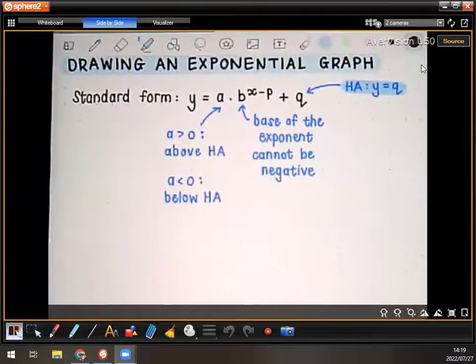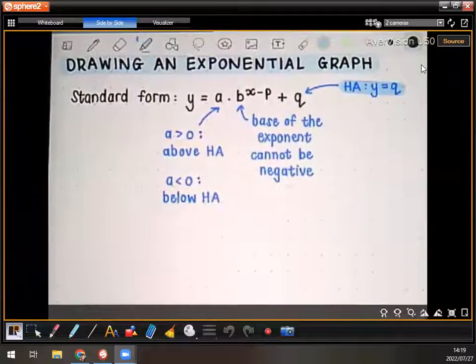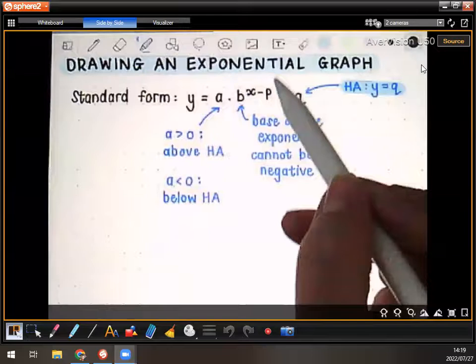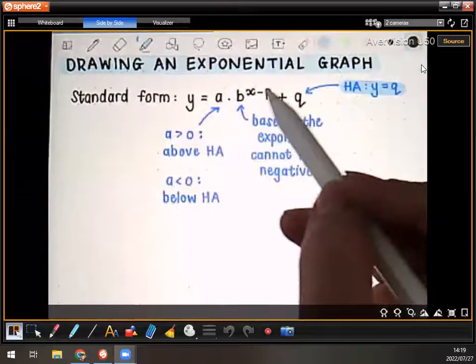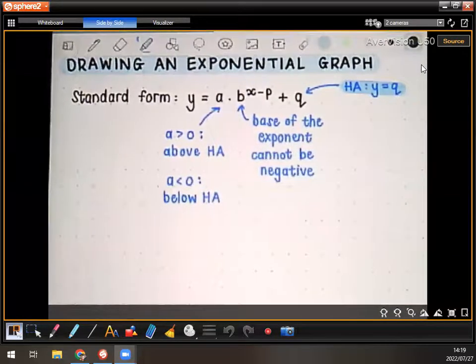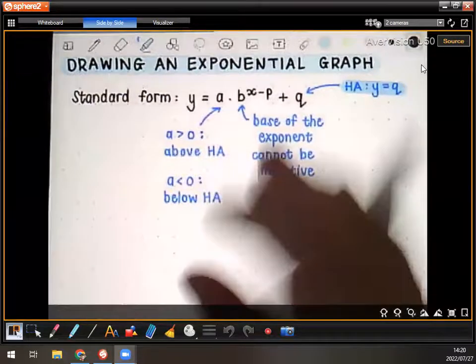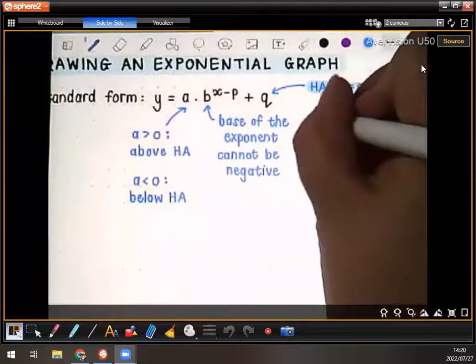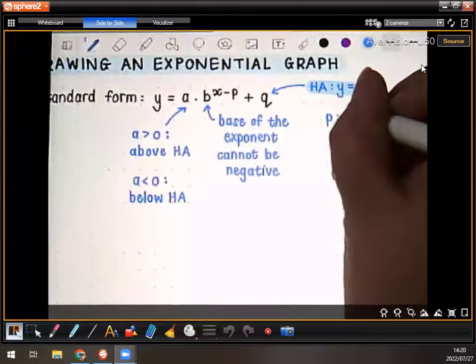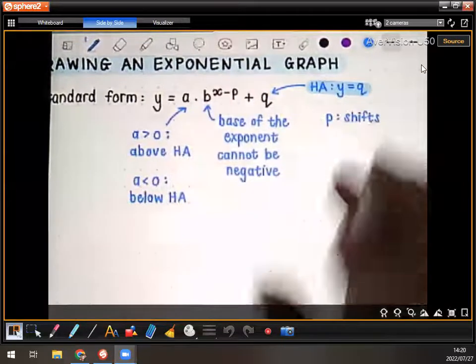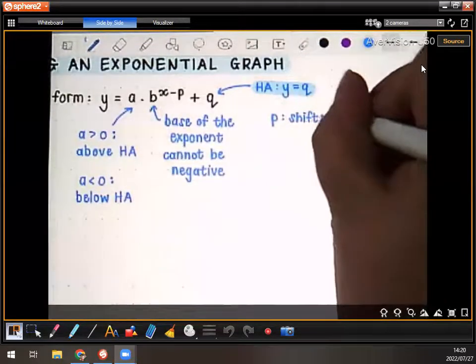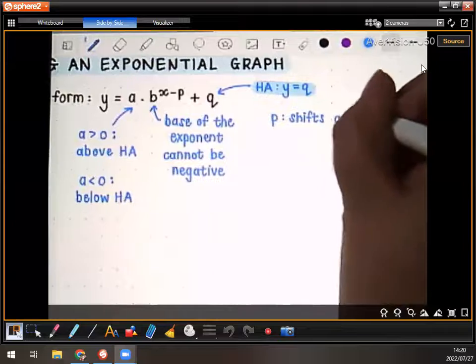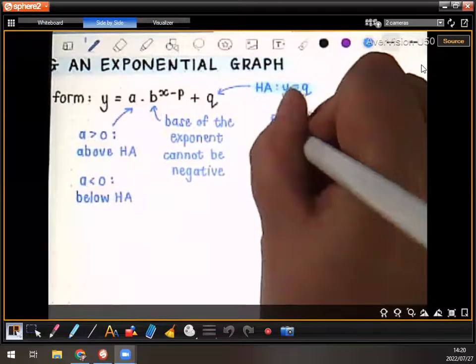An exponential graph does not have a vertical asymptote. Okay, we'll always just have one asymptote. But now we do have a p-value. Now guys, what this p-value does is actually something that you can't really see when you're drawing it. But the p-value takes your graph and it shifts it to the side. Okay, so I don't really have space for that now, but maybe I must just write it on the side. P shifts the graph to the left or right.